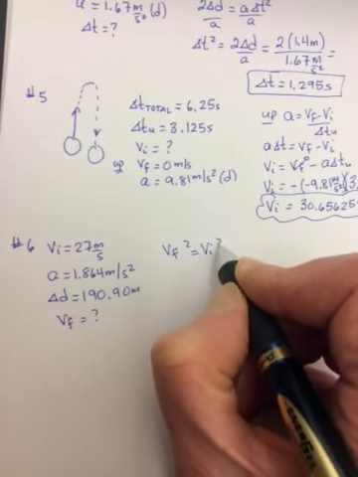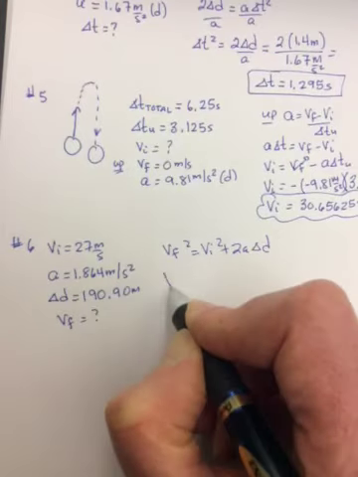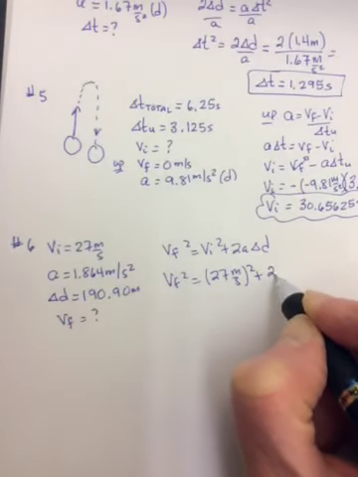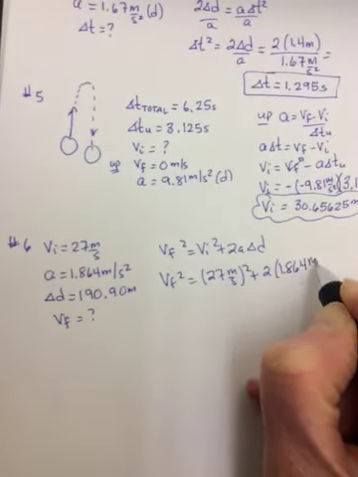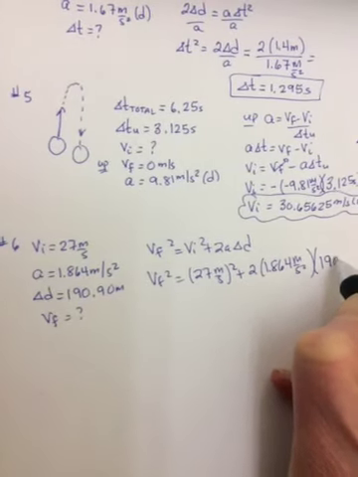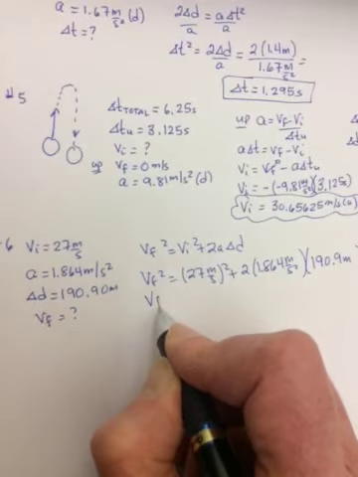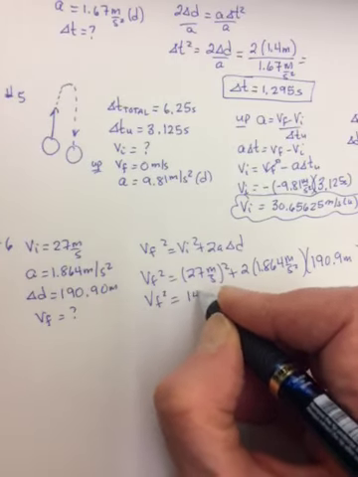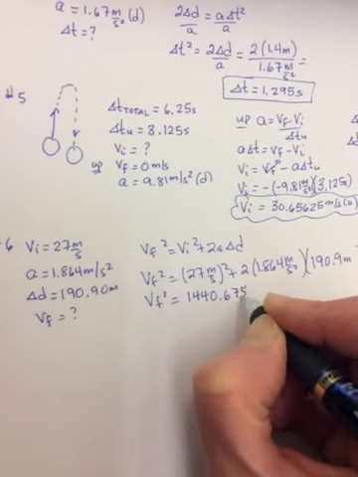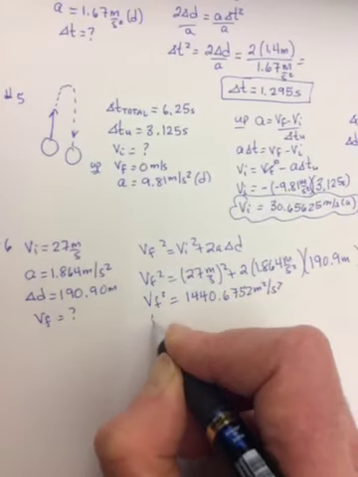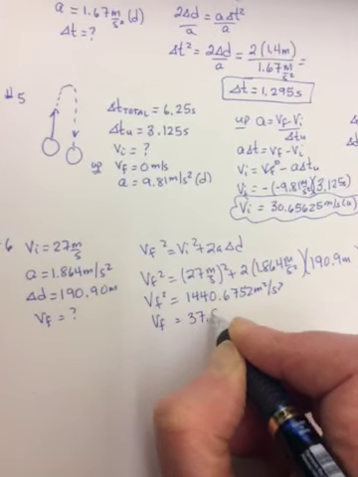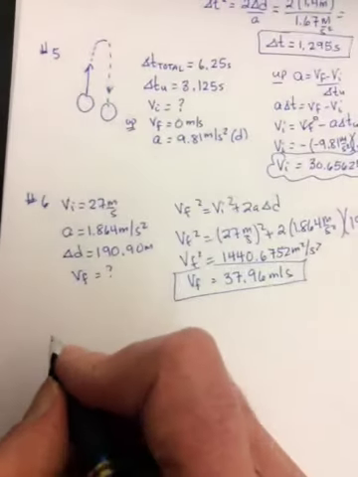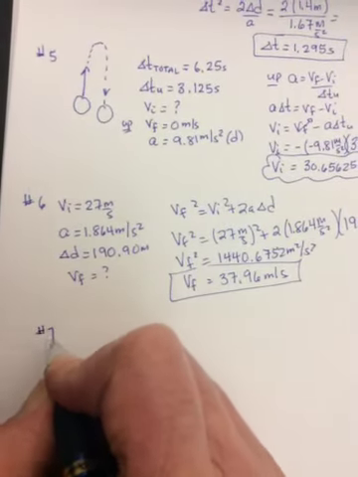VF squared is equal to VI squared plus 2A delta D. VF squared equals 27 meters per second squared plus 2 times 1.864 meters per second squared times 190.9 meters. Remember that the answer you get there is going to be VF squared, and I think it's like 1440.6752. I actually wrote that one down this time. Take the square root, and you should get a VF of 37.96 meters per second. Your physics teacher is speeding. 30 is 108, so 37, almost 38 is definitely speeding.